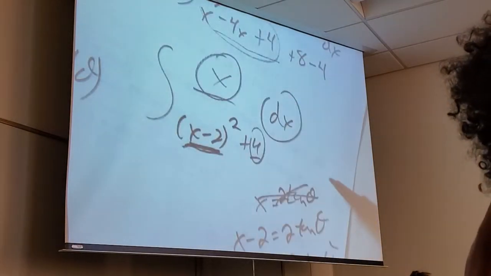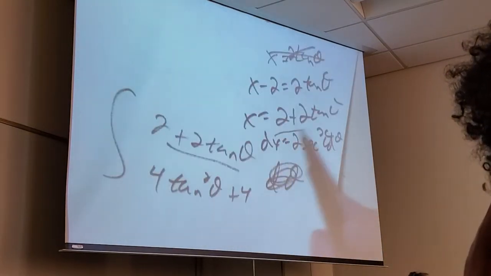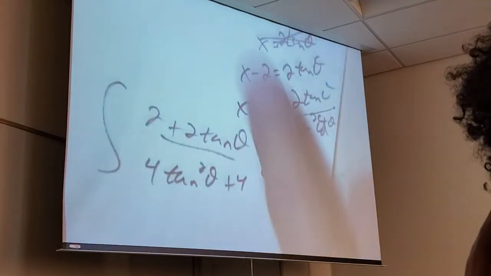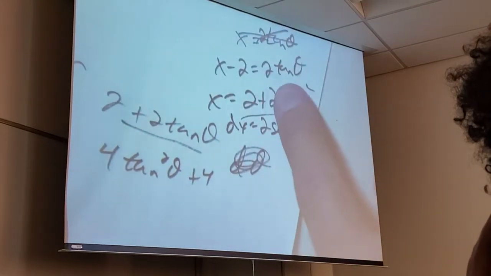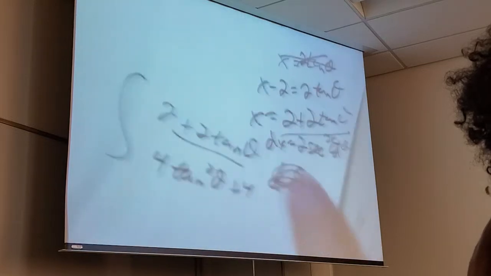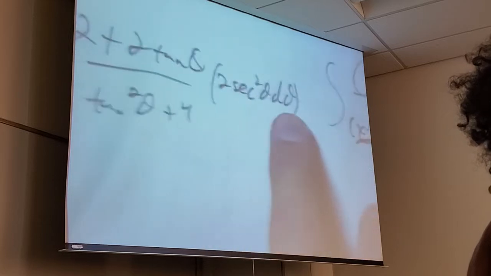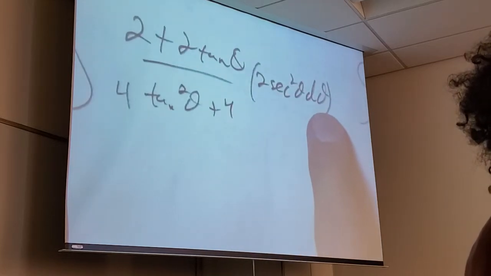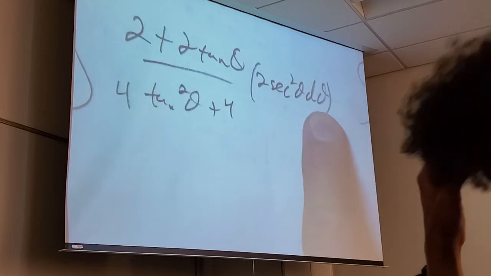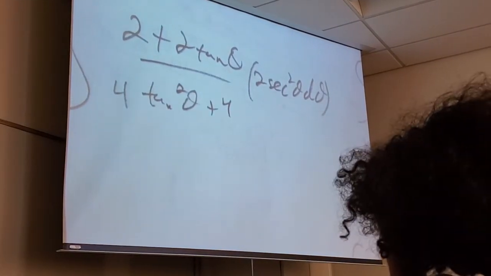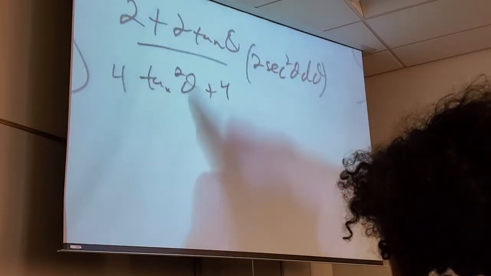X is 2 plus 2 tangent theta, yes. X minus 2 squared is 4 tangent squared theta, plus 4. And dx is 2 secant squared theta d theta. I just directly substituted for everything. That's just the derivative of x, yes. Okay, what happens on the bottom?